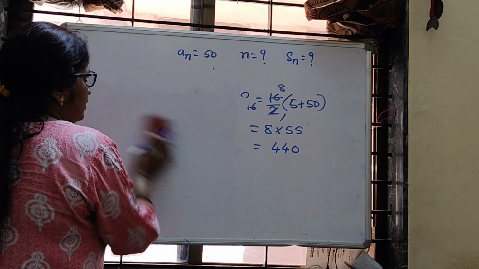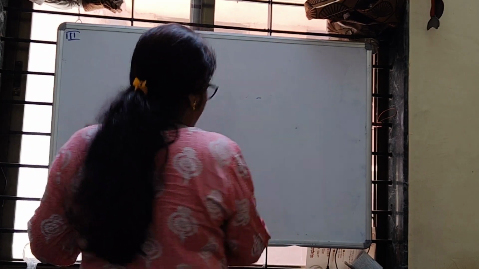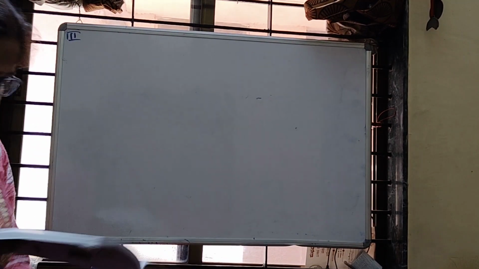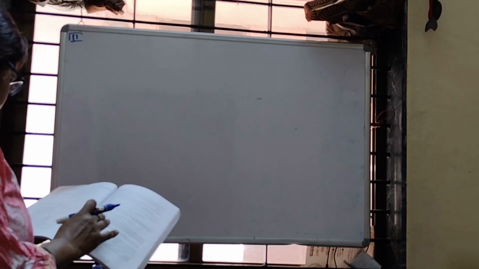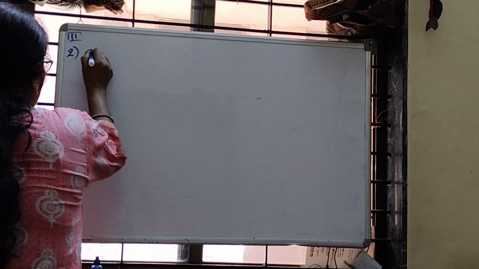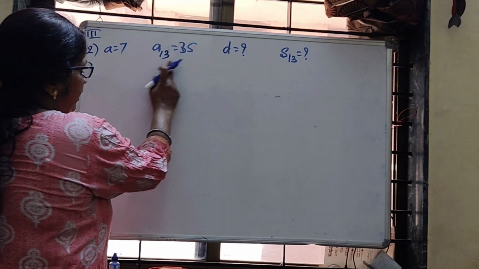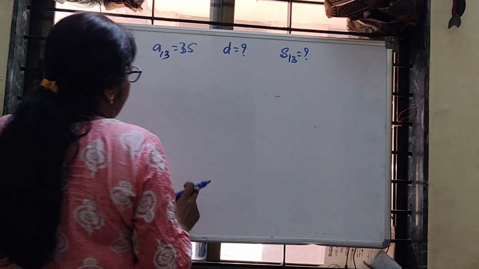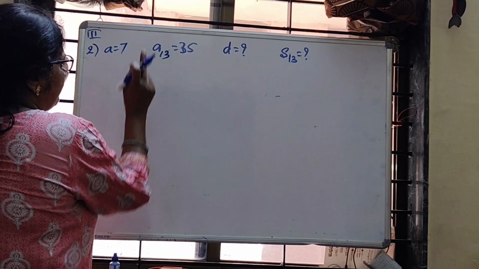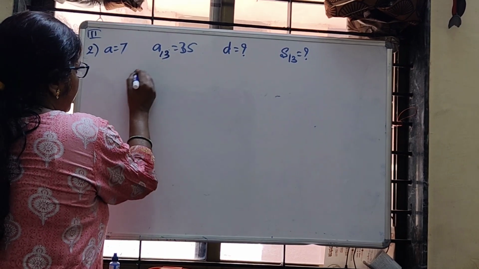So we'll begin with the second question of third main now. Second question is, they have given a is equal to 7, a15 is equal to 35. Yes, children. So here a they have given, a13 is given, we have to find d and S13. So with the help of a13, we are going to find now d.